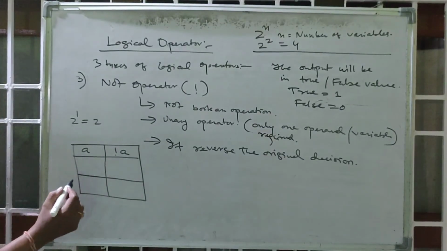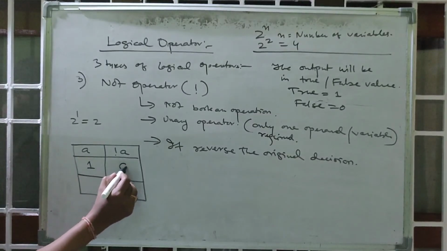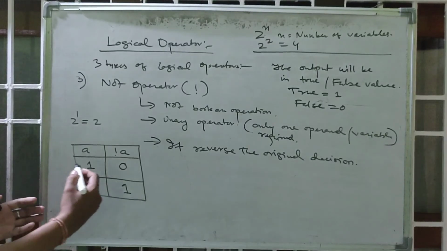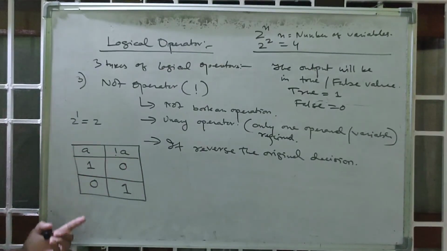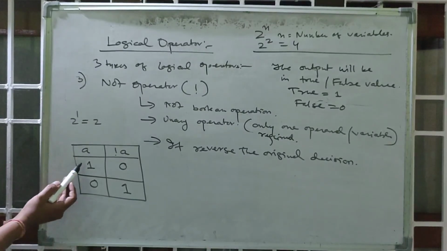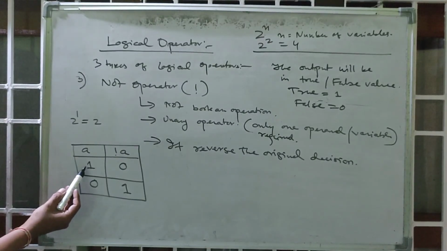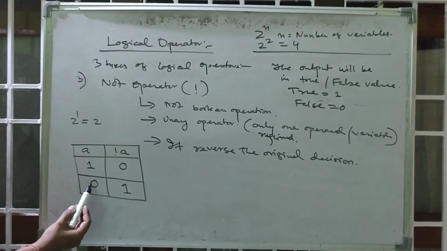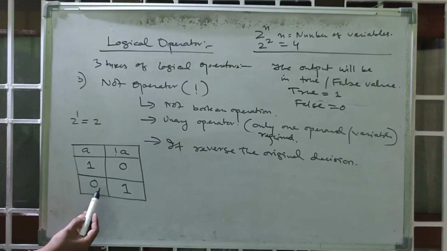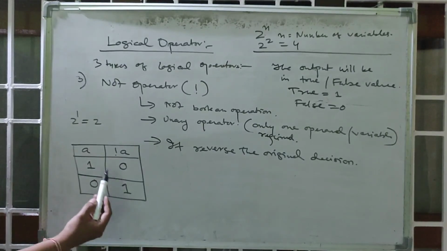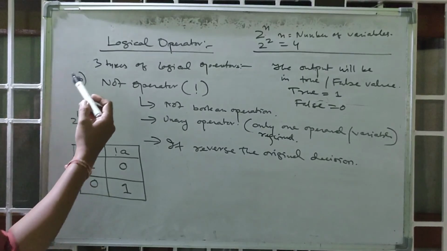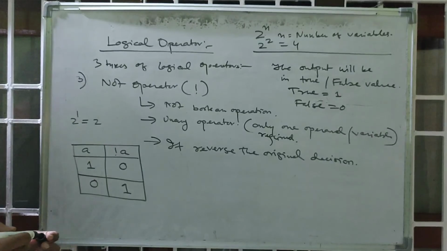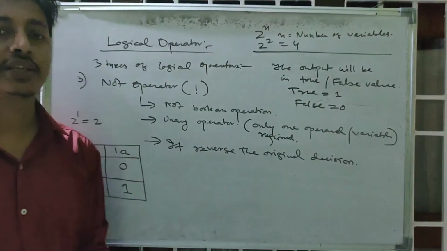Now see, if A is true, the answer will be false. If A is false, the answer will be true. Means it will reverse the original condition or decision. The original condition is 1, meaning true, but the answer will be false. The original expression of A is false, but the answer will be true. So this is the NOT operator, which is basically used to reverse the original decisions. So these are the 3 logical operators used in C language.